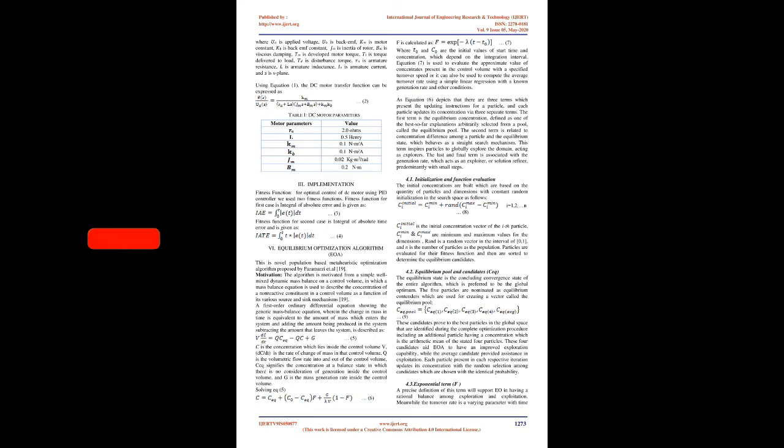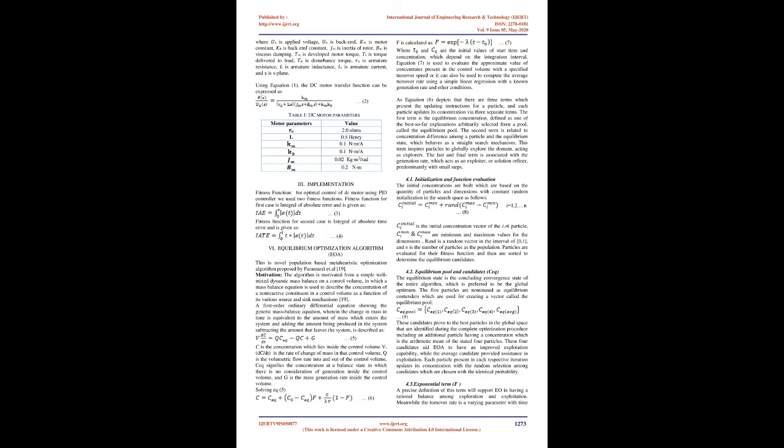Implementation. Fitness function. For optimal control of DC motor using PID controller, we used two fitness functions. The fitness function for the first case is the integral of absolute error and is given as equation 3. The fitness function for the second case is the integral of absolute time error and is given as equation 4. Equilibrium optimization algorithm, EOA. This is a novel population-based metaheuristic optimization algorithm proposed by Faramarzi et al.